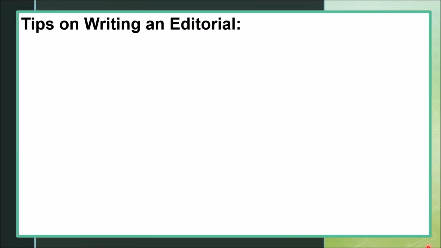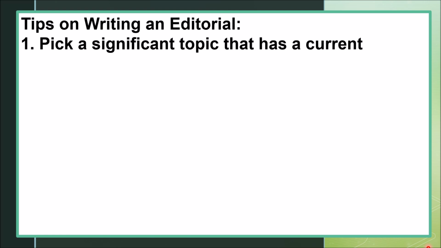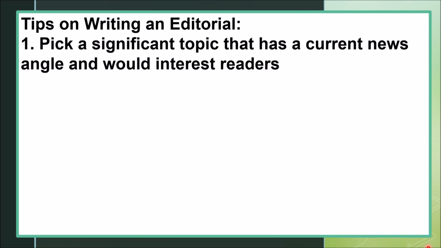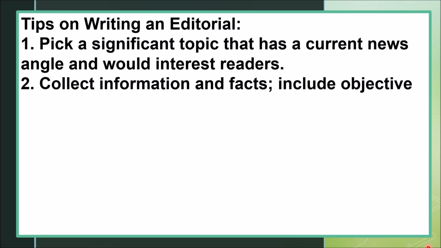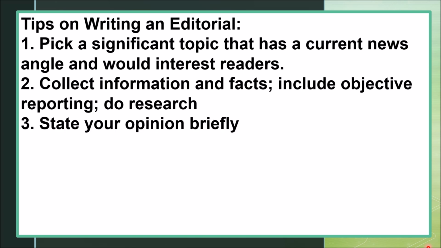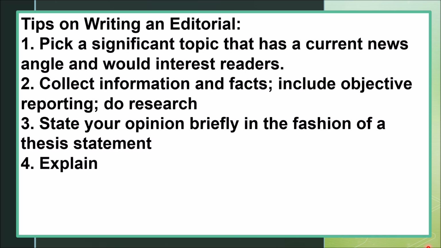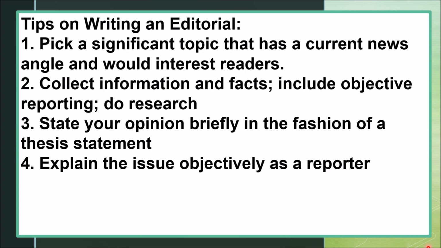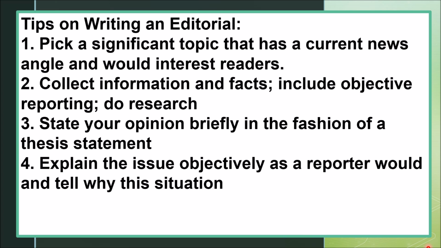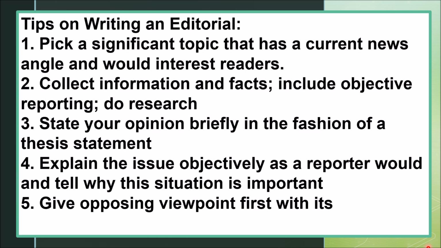What are the tips on writing an editorial? First is, pick a significant topic that has a current news angle and would interest the readers. Second, collect information and facts. Include objective reporting. Do research. Third, state your opinion briefly in the fashion of a thesis statement. Fourth, explain the issue objectively, as a reporter would, and tell why this situation is important. And number 5, give opposing viewpoint, first with its quotations and facts.